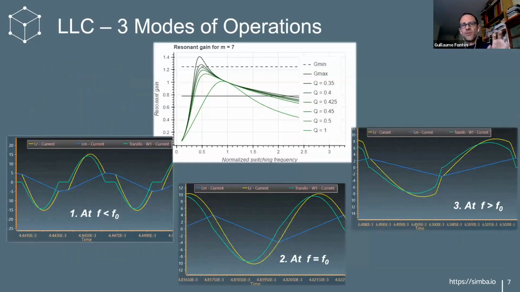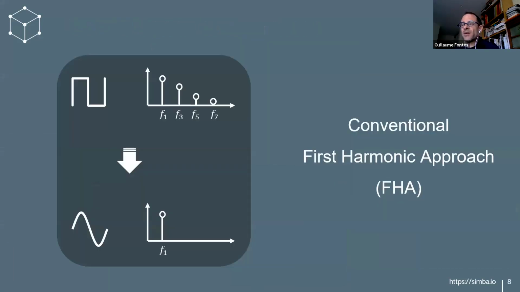There are three modes of operation of an LLC converter: below the switching frequency, around the switching frequency, and above the switching frequency. The last two modes of operation are usually preferred as they allow ZVS operation, for example. Around the switching frequency, waveforms are close to sinusoidal waveforms, which usually leads to following a conventional design approach based on the first harmonic assumption.